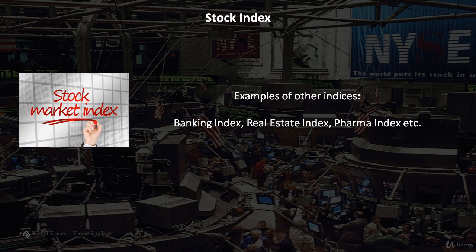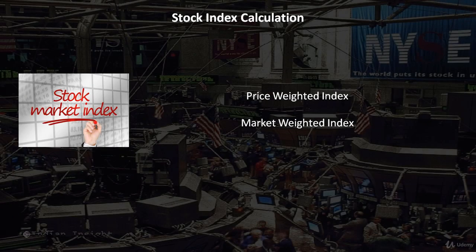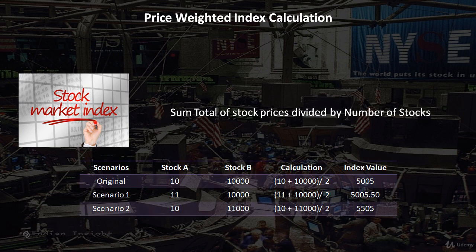Now let's look at how the value of an index can be calculated. There are primarily two ways of calculating the value of any index. These include the price weighted index and the capitalization weighted index. Let's look at the price weighted index first. In case of the price weighted index, the value of the index is calculated by adding the price of each stock and dividing the sum total by the number of stocks. So you essentially add the prices of all the stocks that constitute the index and divide it by the number of stocks that are in the index.